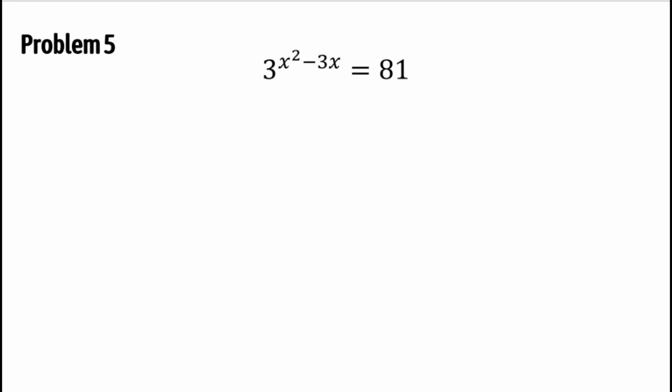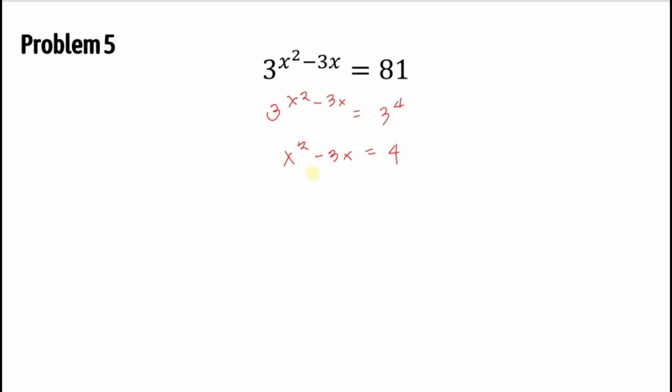Number 5. How about 3 raised to x squared minus 3x equals 81? Okay, similar procedure. We have 3 raised to x squared minus 3x equals 81 can be expressed as 3 raised to the 4th. So we can now equate the exponents. We have x squared minus 3x equals 4. So the resulting equation is quadratic. So we are going to make this as ax squared plus bx plus c equals 0.